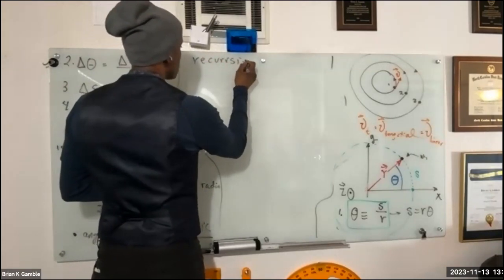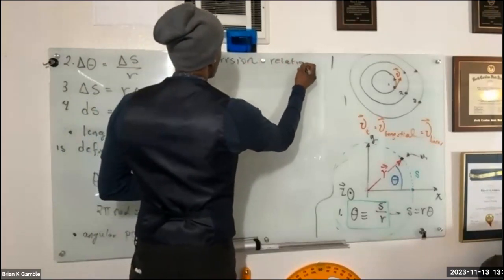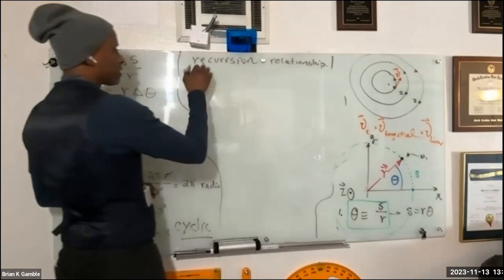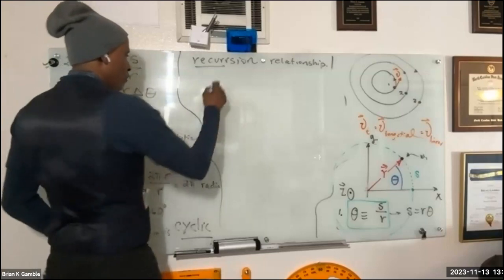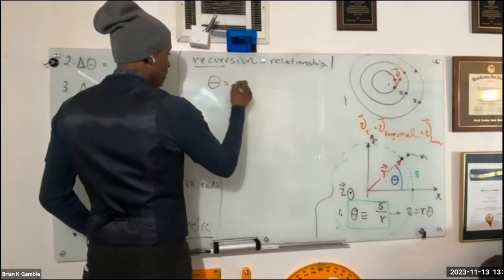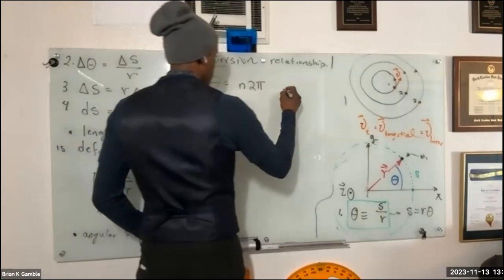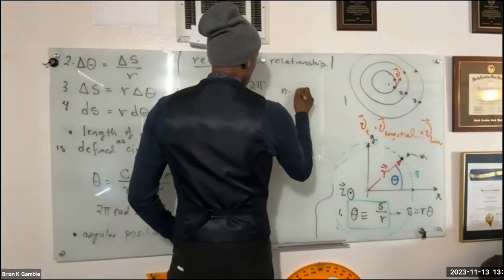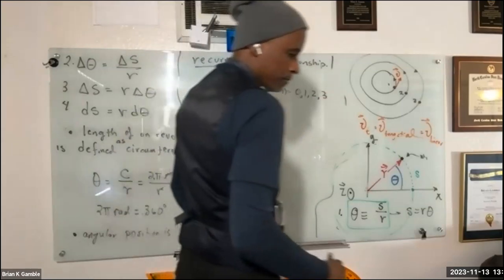Again, these words are very well named. Relationship, because a recursion relationship is a relationship that defines something that's recurring over and over again. So theta then is equal to n times 2 pi, where n is equal to any whole number integer: 0, 1, 2, 3.